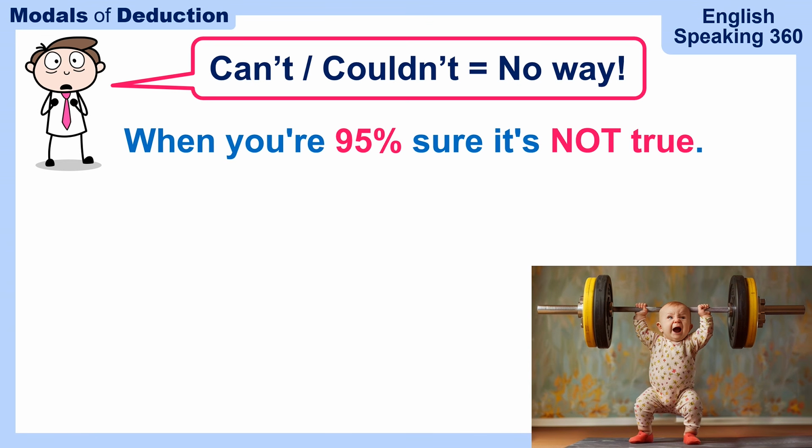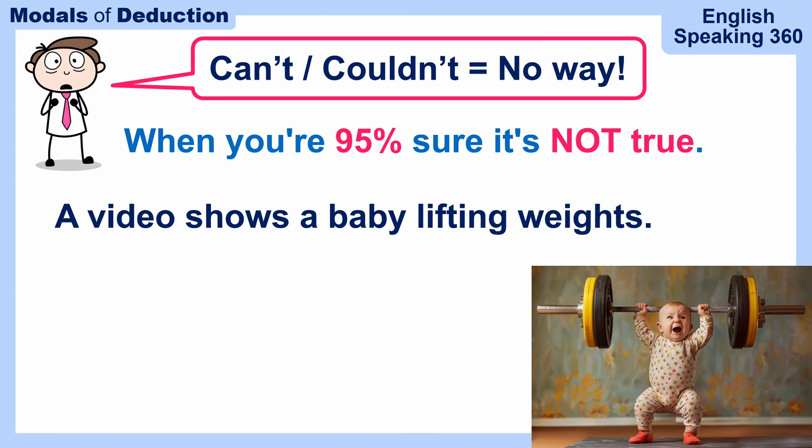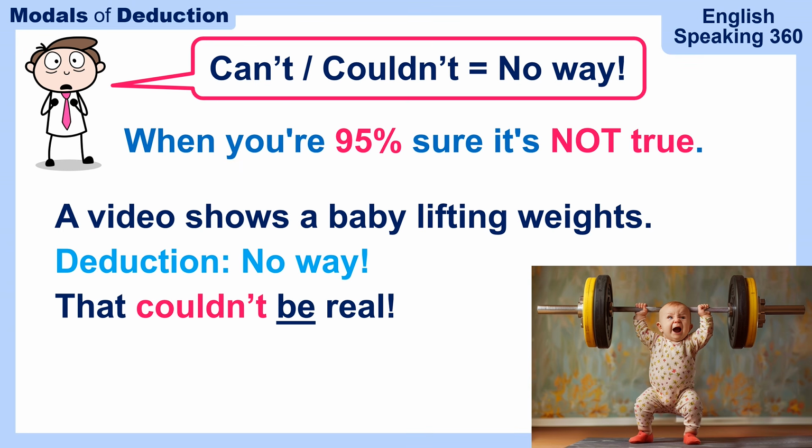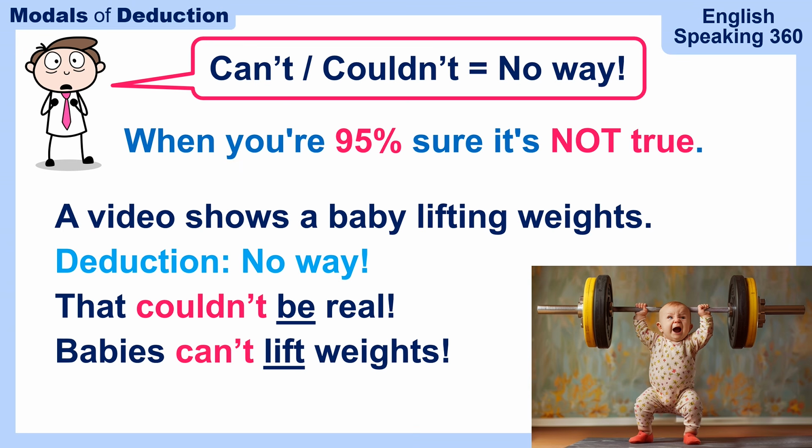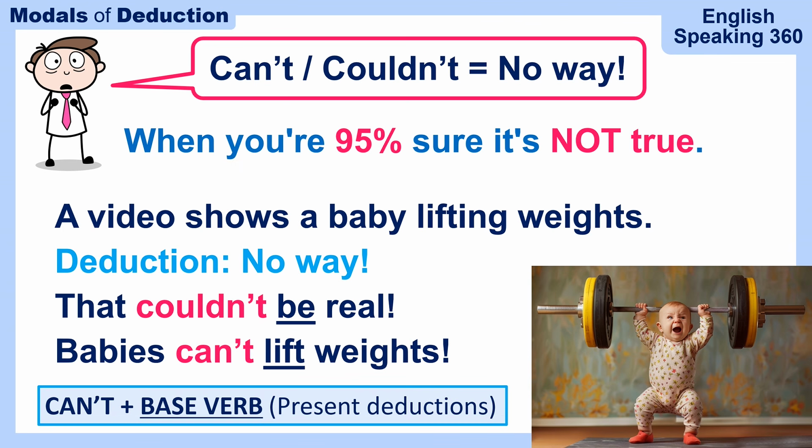You need another example. A video shows a baby lifting weights. Oh, TikTok, of course. What is your deduction? No way. You know that is probably not possible, right? So you can say, that couldn't be real. That can't be real. Same thing. But you can also say, babies can't lift weights. You see, this here is a great example that for the base verb, you can use either the verb to be or you can use any other verb. Can't or couldn't plus base verb.